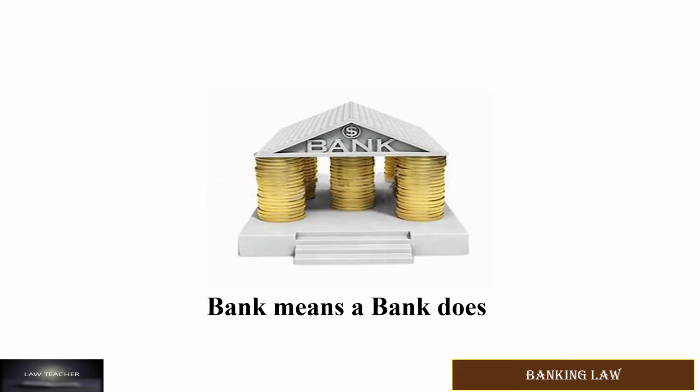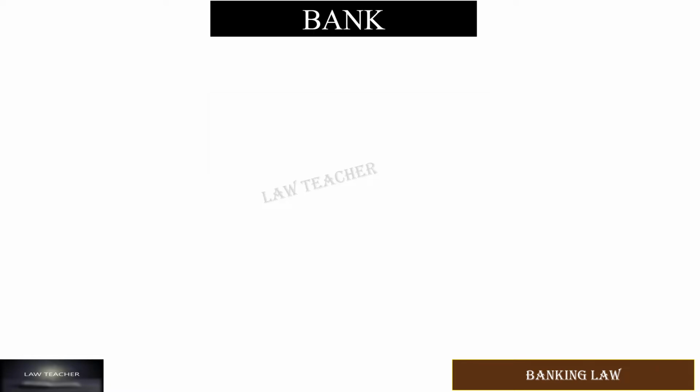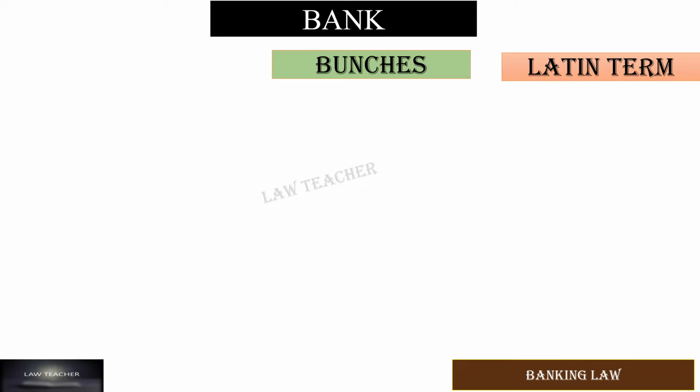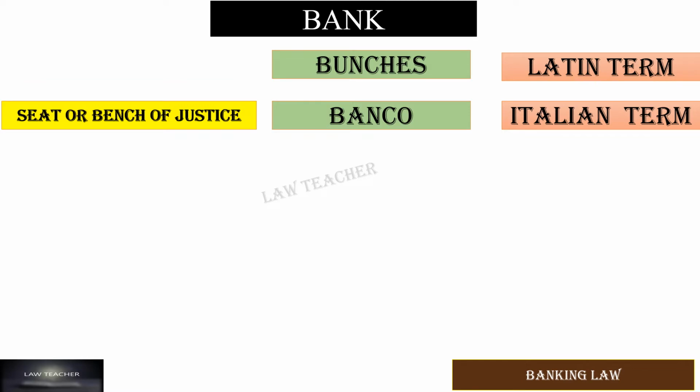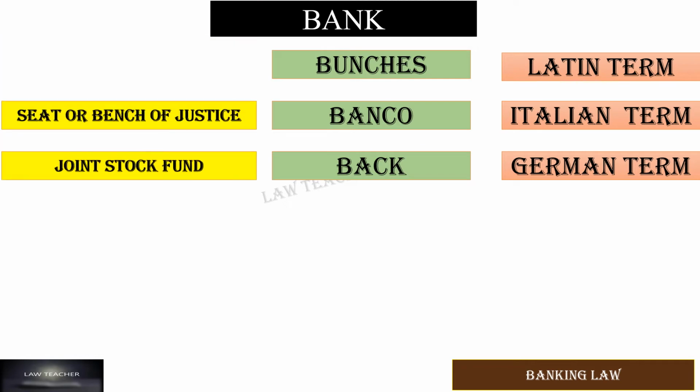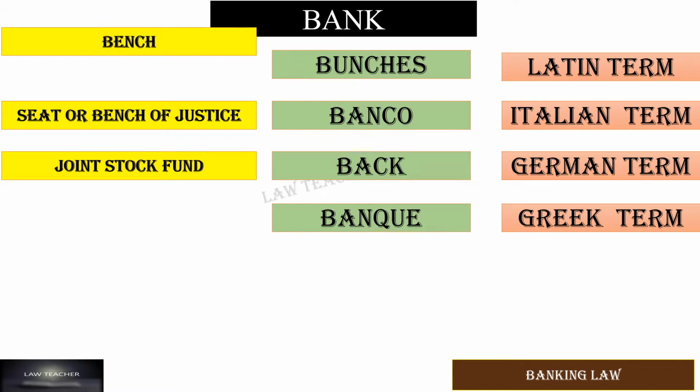But when we take the subject bank, we can understand that different concepts are there from which the term bank derives. The term bank has been used since a long time. The origin of the term bank is supposed to be the Latin word bunches or an Italian word banco, which means seat or bench of justice, or it is derived from the German term bank, which means joint stock fund, or the Greek term banku, which means bench.